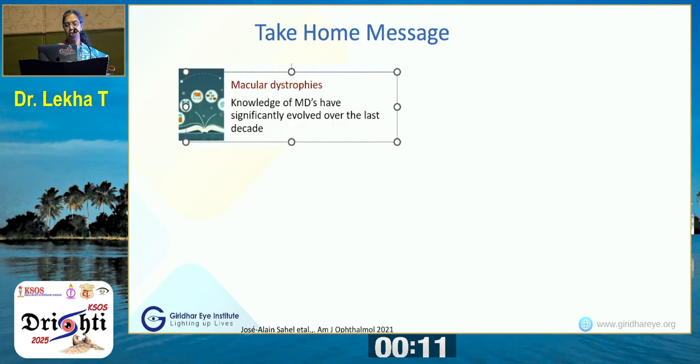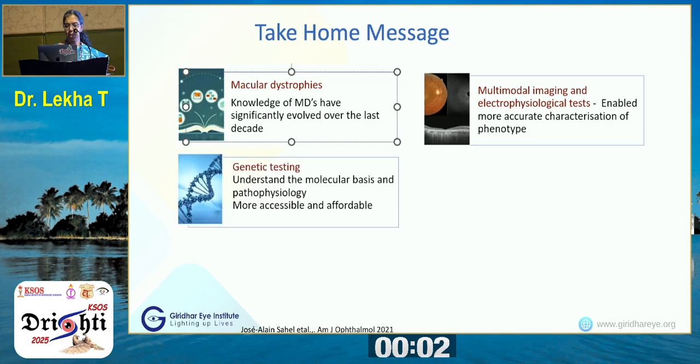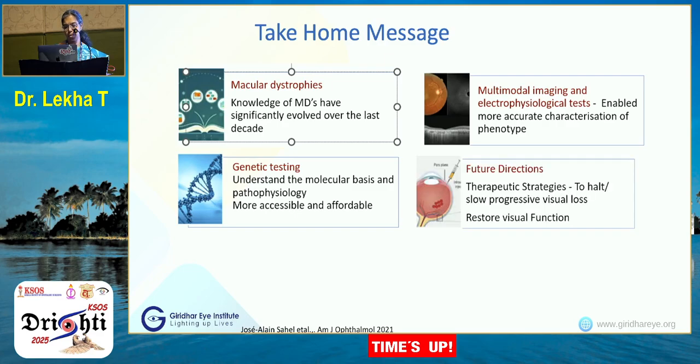So to conclude, our understanding of macular dystrophies has greatly improved. Multimodal imaging and electrophysiological tests have helped us to characterize these lesions better. Genetic testing has helped us to understand the molecular basis, and because it is now more accessible and affordable, we should have a tendency to investigate them on the genetic side also. So the future direction would be therapeutic strategies which can halt or slow the visual loss or even restore visual function one day.